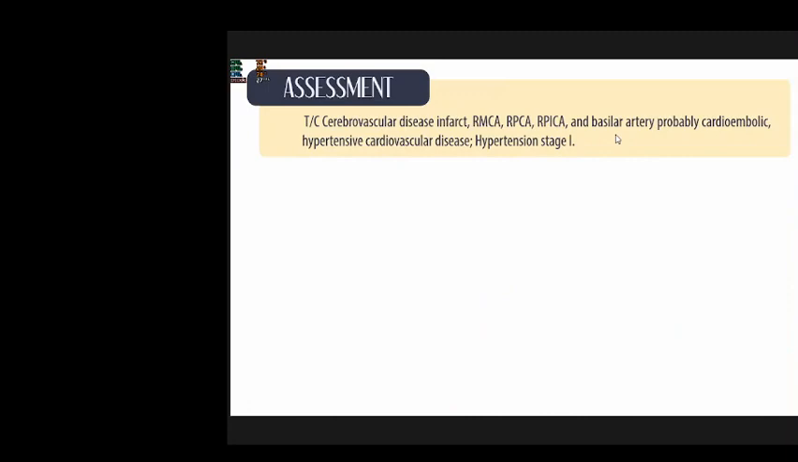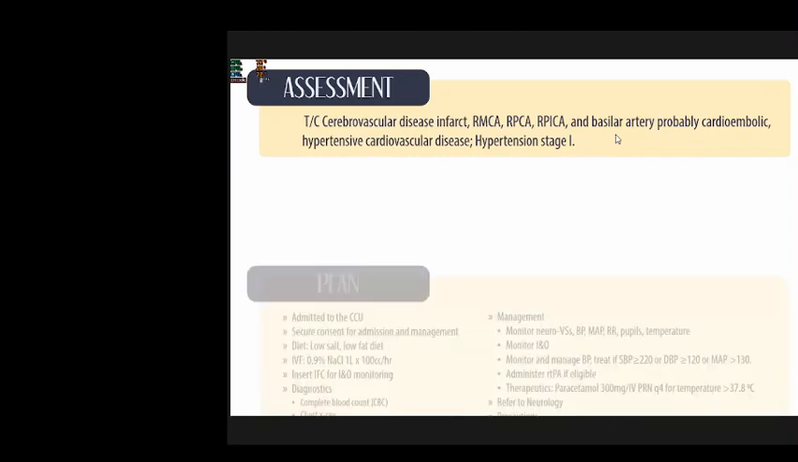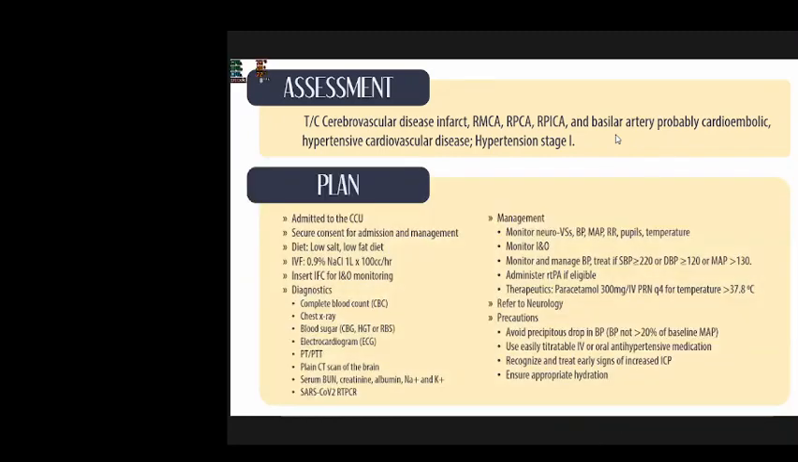Based on the history and physical exam of our patient, my admitting diagnosis is to consider cerebrovascular disease in the right MCA, PCA, or right PICA and basilar artery, probably cardioembolic, hypertensive cardiovascular disease, hypertension stage 1. So this was the plan on admission. The patient was admitted to the CCU for neuroprotection.